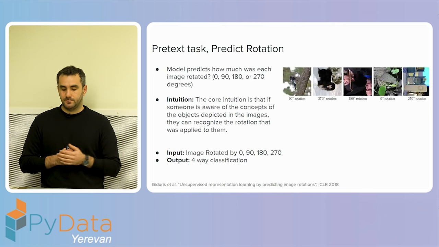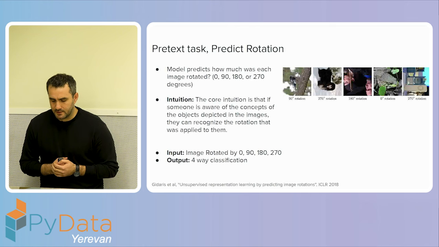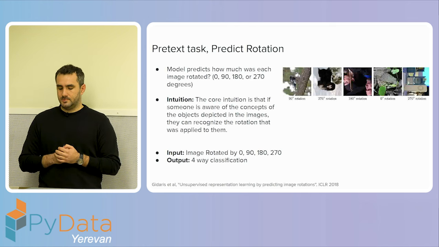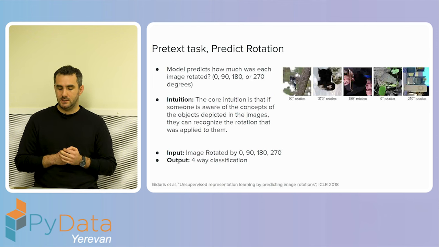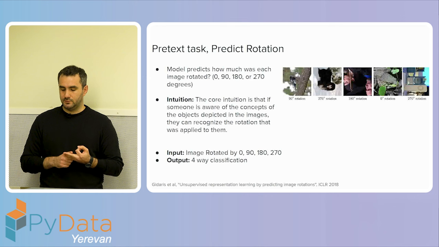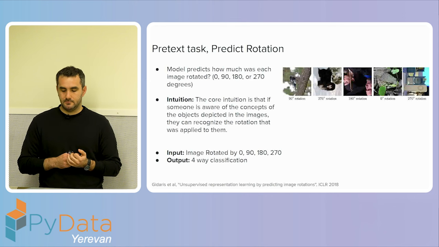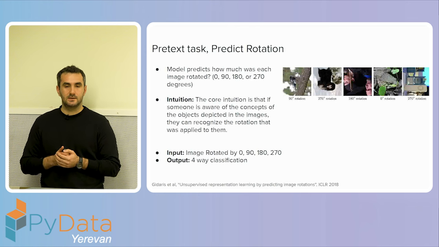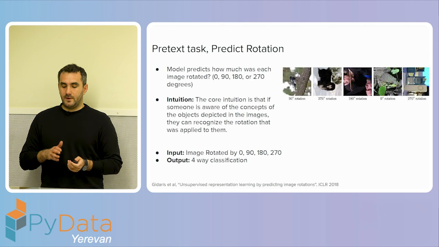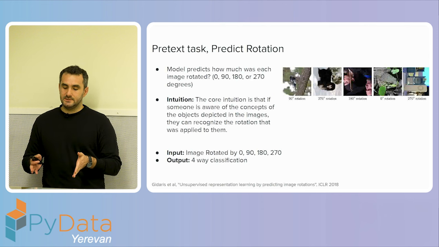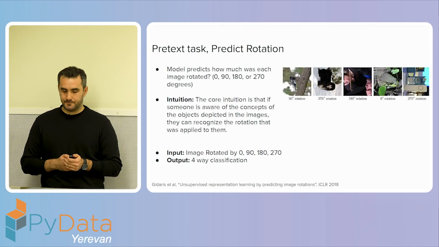Actually, for any of these problems, the first one was 2015, the second one 2016, and this one 2018. Most of them used CNNs to learn the pretext task, but more recent ones can use transformers or your favorite backbone. Again, we don't really care about finding the rotation, but we want to use this task to learn some representation.